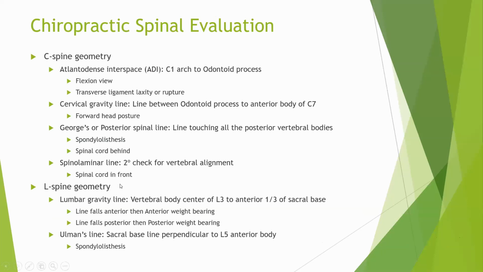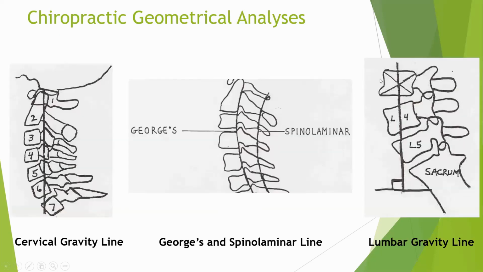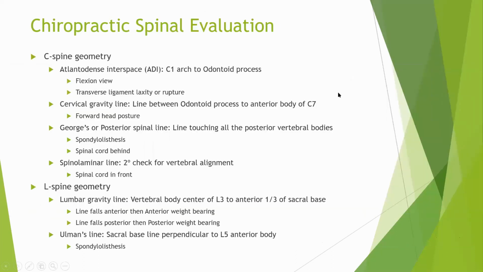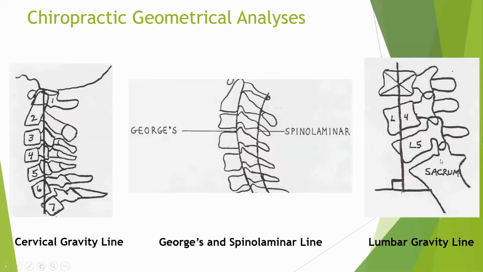All right, good. Then we jump to lumbar spine geometry. Now, for lumbar spine geometry, you have the lumbar gravity line. What is the lumbar gravity line? Let's go back. From the central vertebral body center of L3, a line is dropped, and if that line touches another line which is anterior of the sacral base, this is my sacral base. If I drop this line over here like this, and it crosses at some point, this angulation is called the lumbar gravity line.